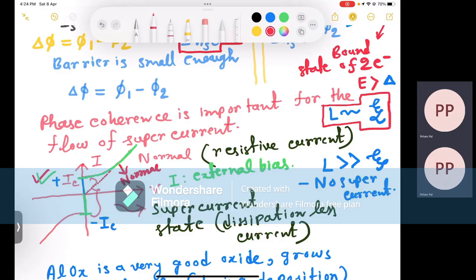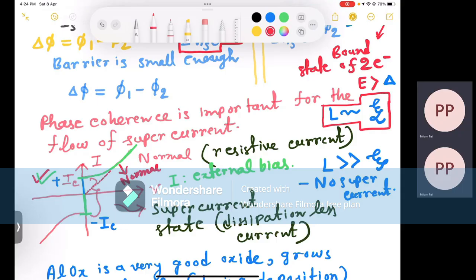So we are in a supercurrent state condition. But the moment we cross this IC, if we further increase the external bias beyond IC, we'll see the voltage start building up in the system. That means it will enter into the normal state. Once it switches out from the superconducting state, we define that condition as a normal state, right? So that's switching from a superconducting state to the normal state.